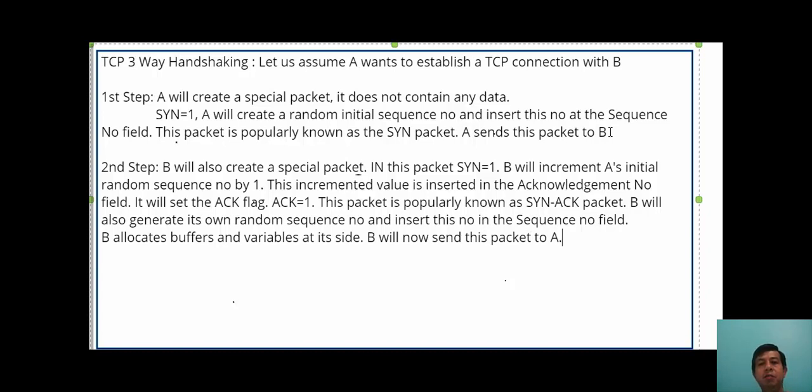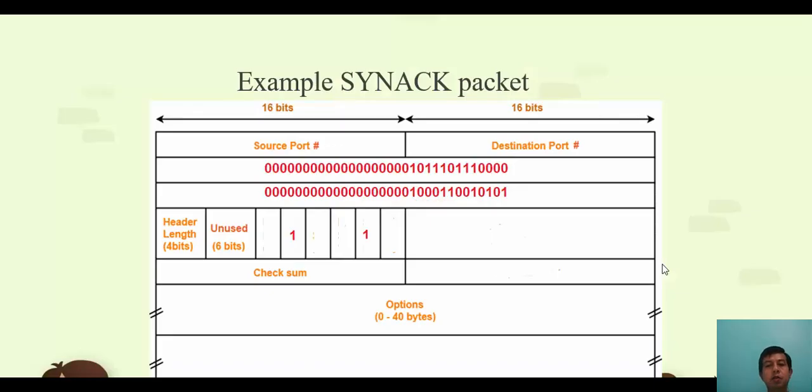So for example, say B creates its own sequence number 6000. Clear? Now let's see what will be the structure of this reply packet. The first packet is already received from A. Now what will be the structure of this second packet that it is sending to A? So this is a packet which B creates. See the first step here. It has set the SYN flag and it has also set the ACK flag. These two flags are set for this packet.